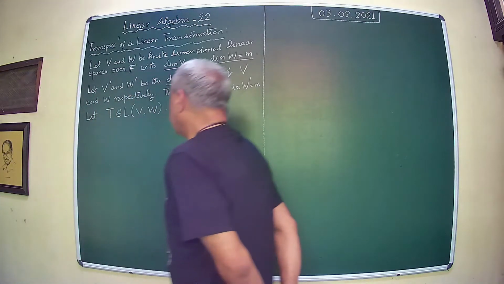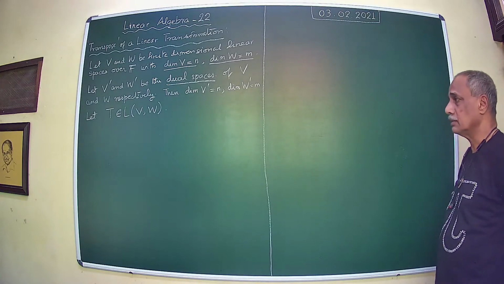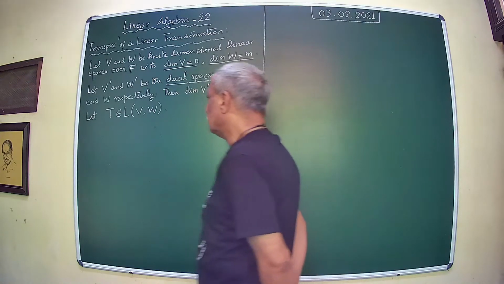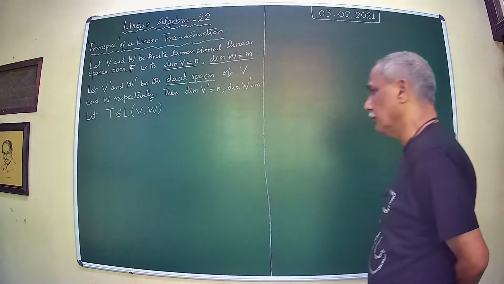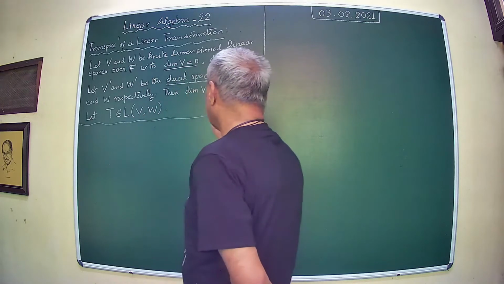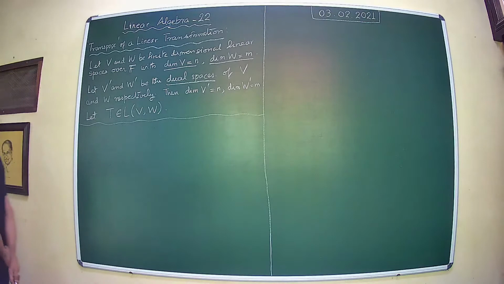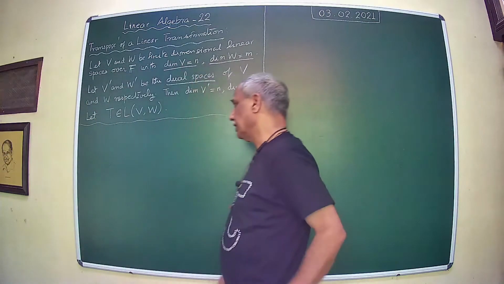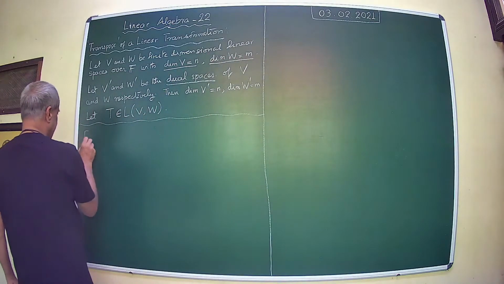Now we start with a T belonging to the space of all linear transformations from V to W, designated by L(V, W). So T belongs to L(V, W). So this is the general background that we have. Before we start exploring the theory, we look at some example. And a very interesting, simple example.